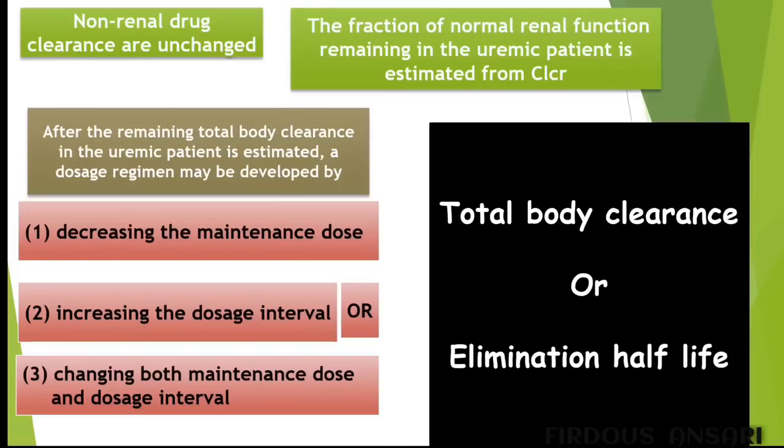Although total body clearance is a more accurate index for drug dosing, the elimination half-life of the drug is more commonly used for dose adjustment because of its convenience. The clearance allows for prediction of steady state concentration, while the elimination half-life method yields information on the time it takes to reach the steady state concentration.